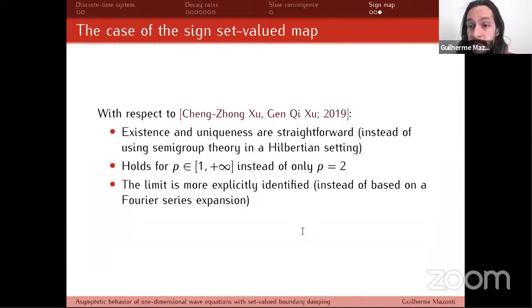Now, this had been done before in the literature, in the paper which was already cited before by Xu and Xu. Now, the difference with our framework is that we can get existence and uniqueness of solutions in a straightforward manner, applying our previous results instead of using semigroup theory in the Hilbertian setting as in the paper by Xu and Xu. In their paper, they stick to the Hilbertian setting, but here the difficulty of considering the Hilbertian setting or any Lp space is the same, and we can identify explicitly the limit. They also have an expression for the limit, but it is given in terms of a Fourier series expansion.